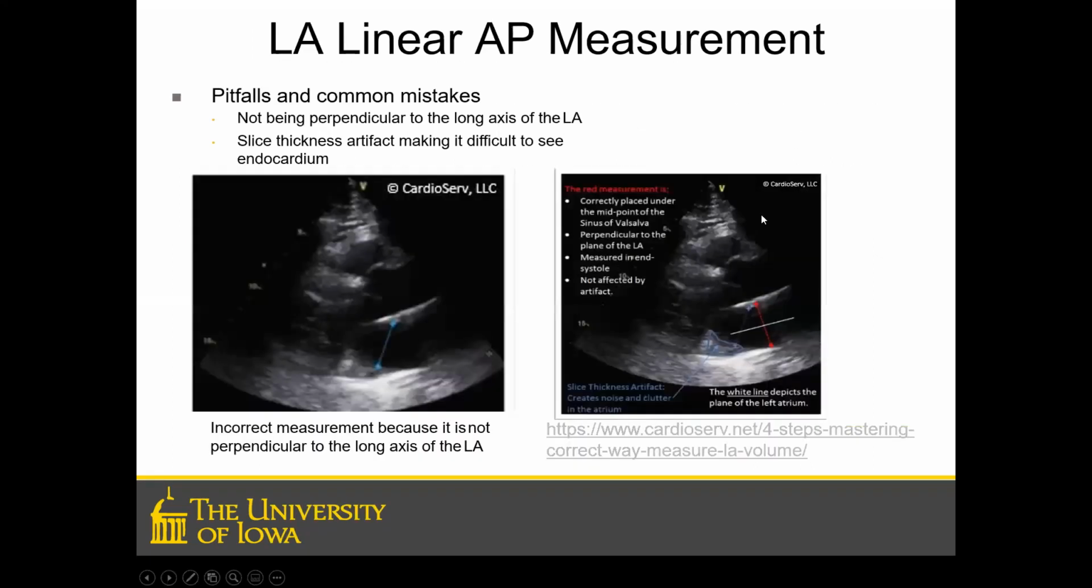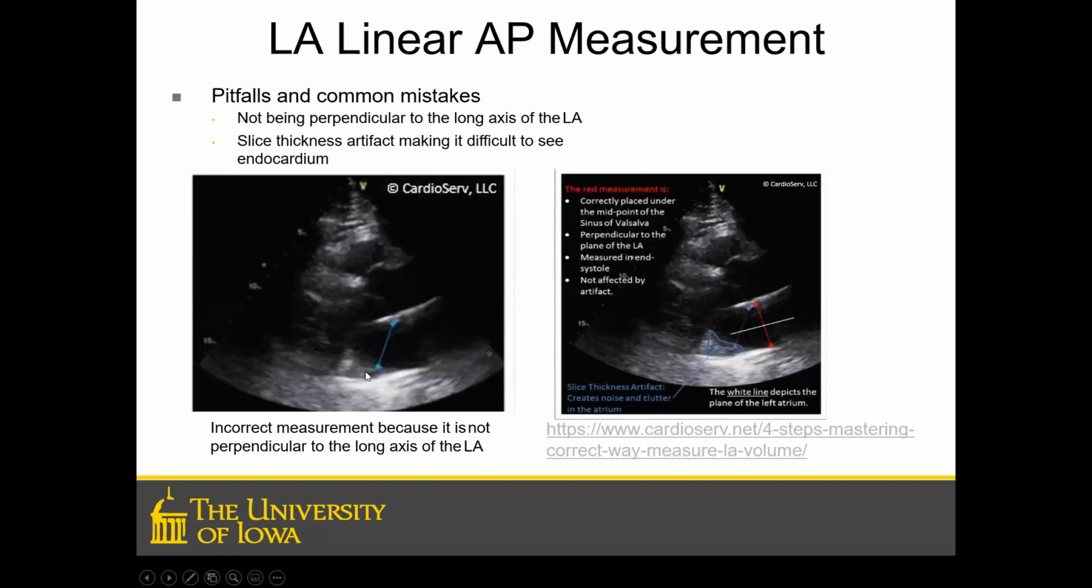All right. So here are some pitfalls of the linear AP measurement. These examples come from what I think is a pretty good website that talks about techniques, called CardioServe. They have a number of different publications, and they reference the ASE, so I've provided that link. Here's an example where that measurement was not done perpendicular to the long axis of the LA. Rather, it was sort of done parallel to the mitral valve annulus.